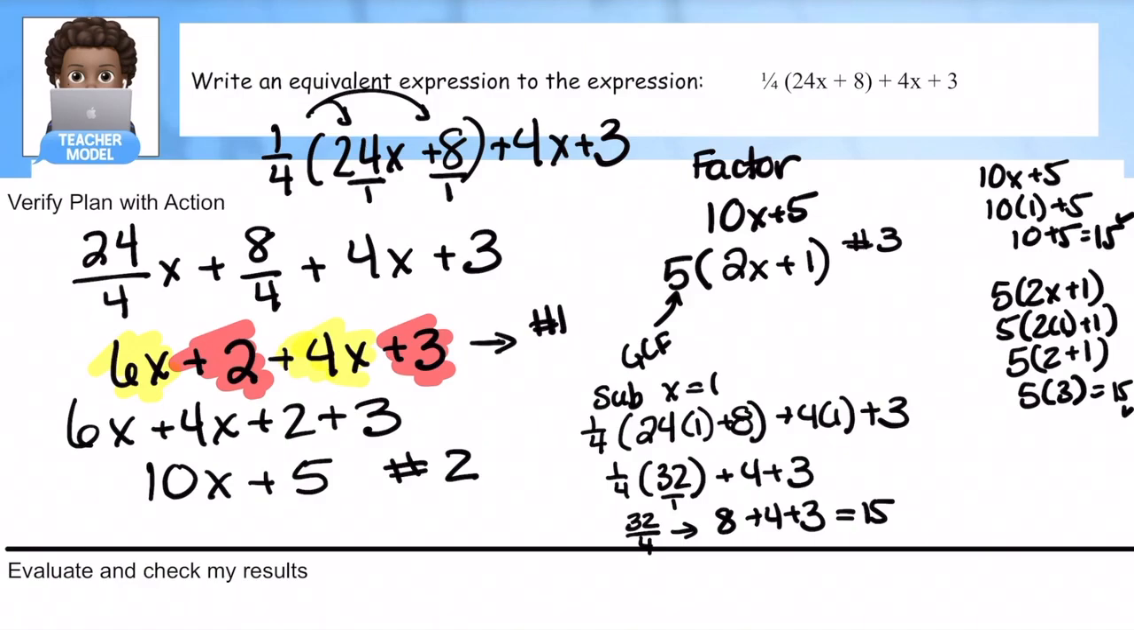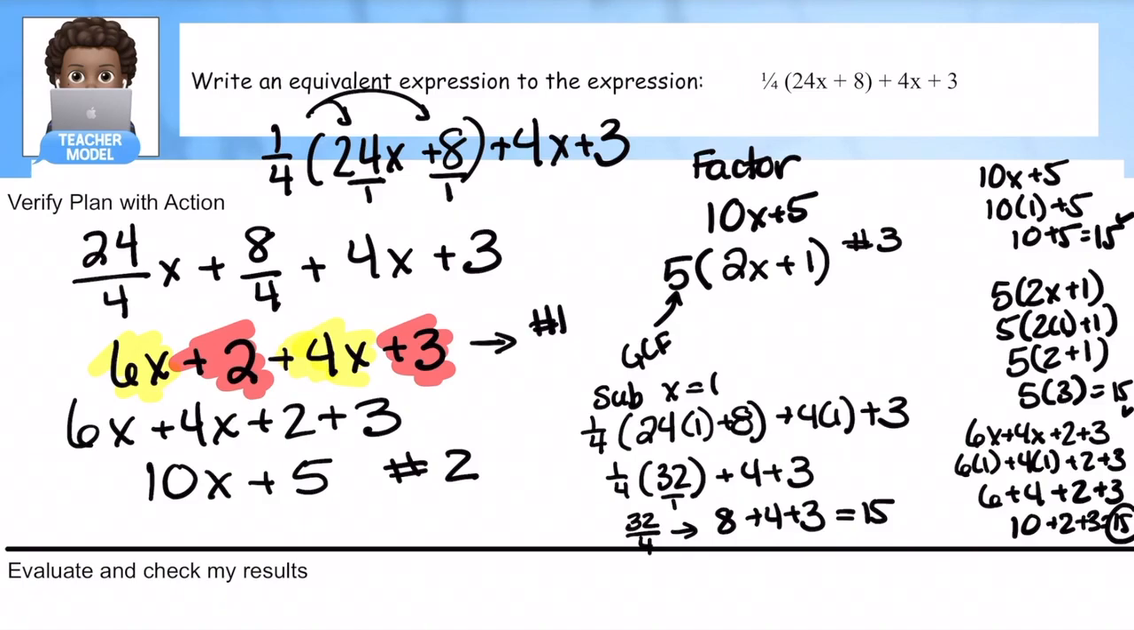We only have one more left, Math Marvels. I'm going to try giving us enough space for the last one. We have 6x plus 4x plus 2 plus 3. Okay. 6 times 1 plus 4 times 1 plus 2 plus 3. 6 plus 4 plus 2 plus 3. I'm getting excited. 6 plus 4 is 10. 10 plus 2 plus 3 is 15. All of them are equivalent to 15.